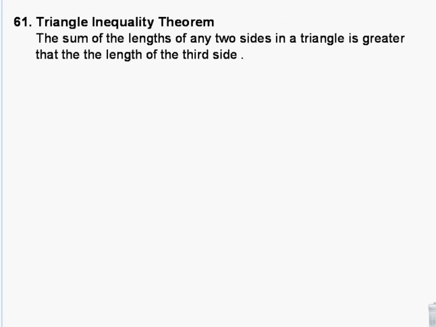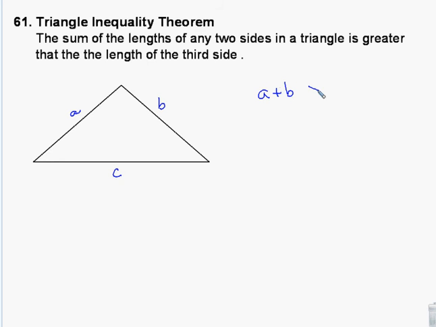Then we have the triangle inequality theorem. So if I have this triangle, and this side is A, and this side is B, and that side is C. Okay. A plus B has to be greater than C. A plus C has to be greater than B, and B plus C has to be greater than A. And here's why.